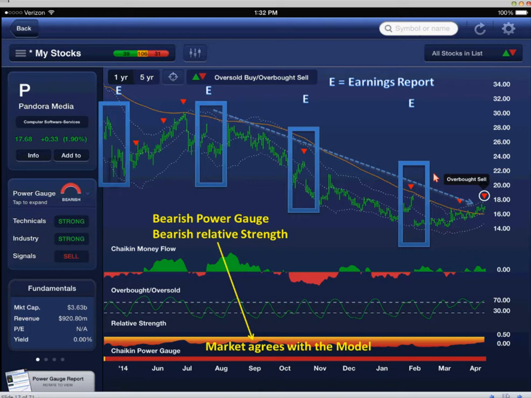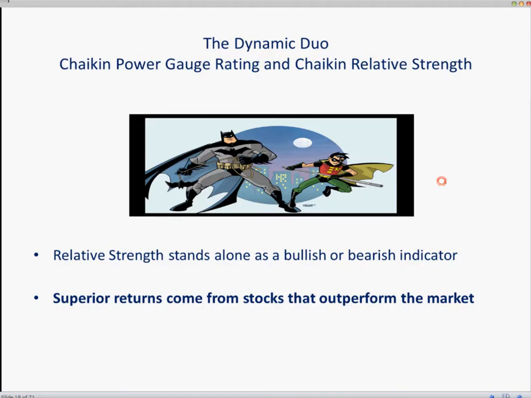Stocks with bullish power gauge ratings report positive earnings surprises like Skyworks, and we'll see a number of examples at the end, because one of the ways that you can make volatility work for you is during earnings season, but only if you have a GPS like the Chaikin power gauge rating.